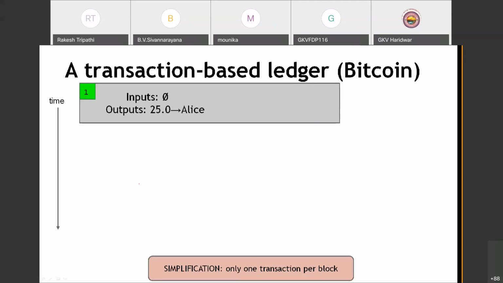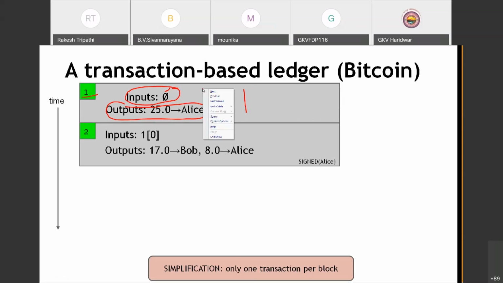So what happens? This is transaction number one. In every transaction, we specify two things: input, which is where I get the money I am spending from, and output, the money I am giving and to whom. So this is 25 Bitcoin I am giving to Alice, and as for the input, here somehow the currency is getting created. So currency is created in this transaction, and 25 Bitcoin has been given to Alice.